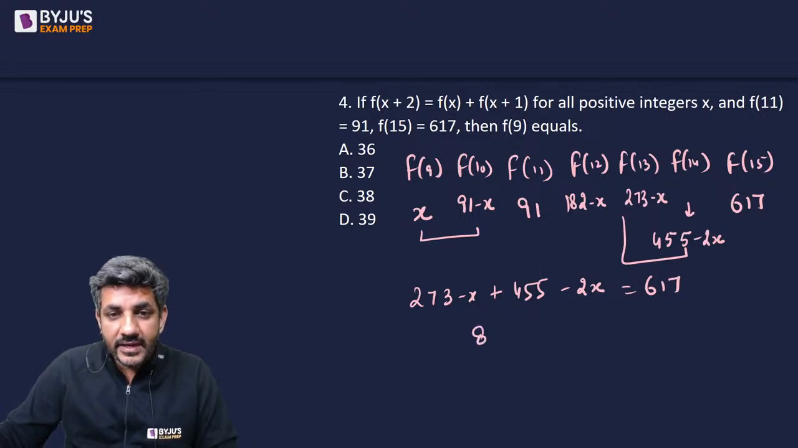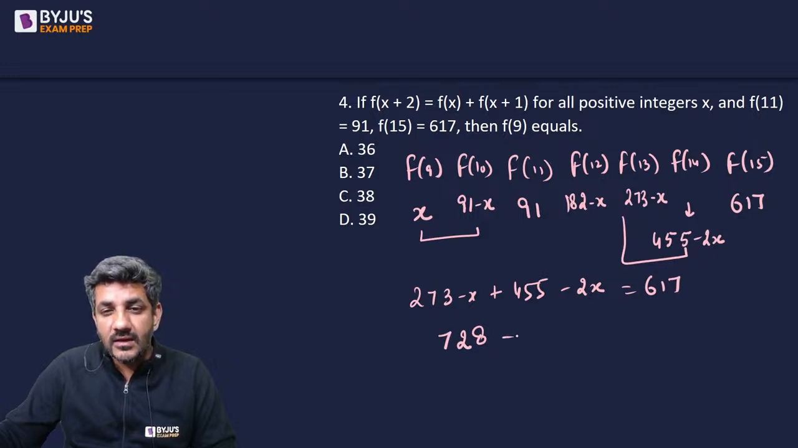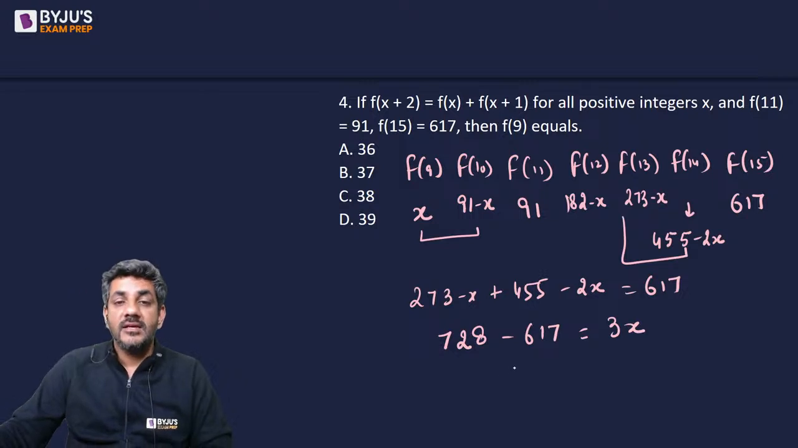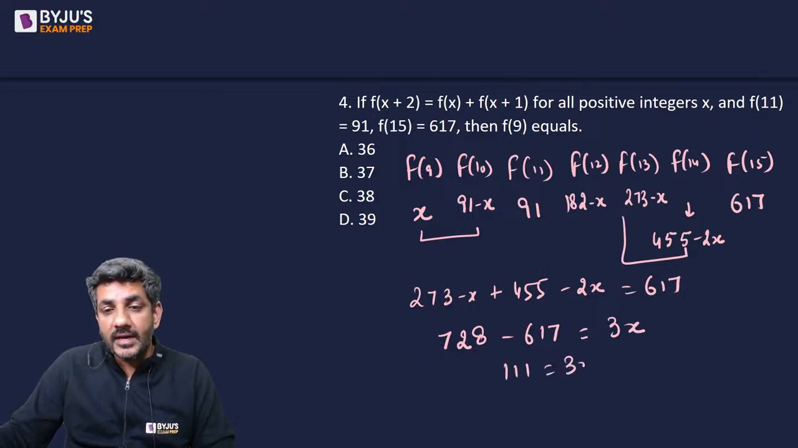5 plus 3 is 8, 5 plus 7 is 12, 4 plus 2 is 6 plus 1 is 7, minus 617 is equal to 3x. This comes out to be 111 as 3x.